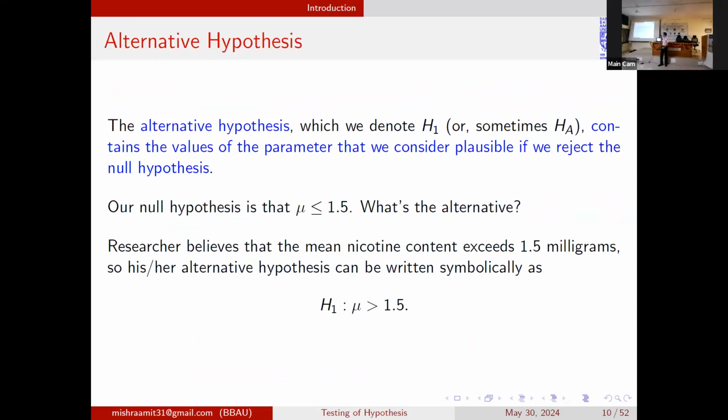In this case, the alternate hypothesis will be mu greater than 1.5, because your null was mu less than or equal to 1.5. The other side is mu greater than 1.5. This is the researcher's hypothesis, which is being converted into the alternate hypothesis, if you see it carefully.